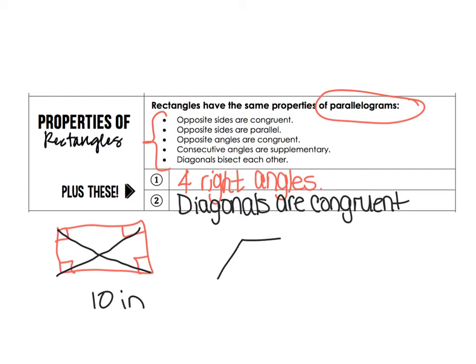When we talked about the parallelogram, we said that the diagonals bisect each other. So if this one is 5, this side is 5. However, when we connect the other diagonal, this one could be 7 and this one could be 7. So that's the difference between the diagonals of a parallelogram and the diagonals of a rectangle.